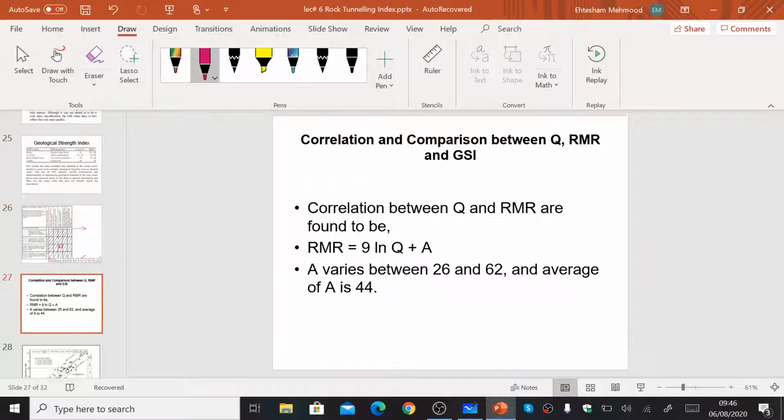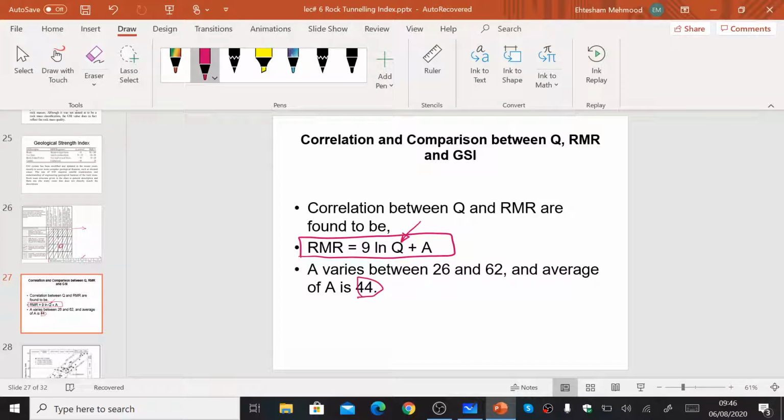There are some very important correlationships. Sometimes they pop up in quizzes and maybe in your exams when you go for a job, or maybe in vivas, so you have to remember them. So RMR, this was the system we used in our previous lecture, rock mass rating. So it is 9 log into Q. This is the Q value we just learned, and A is a parameter having value of 26 and 62, and 44 is the average value.